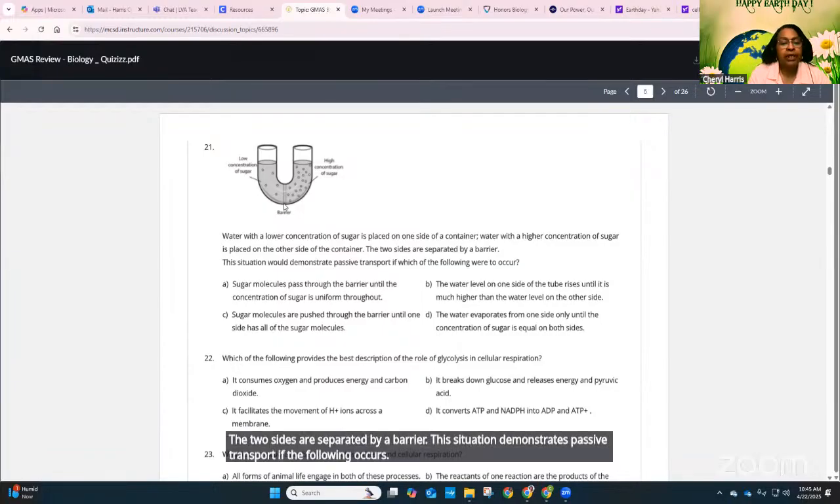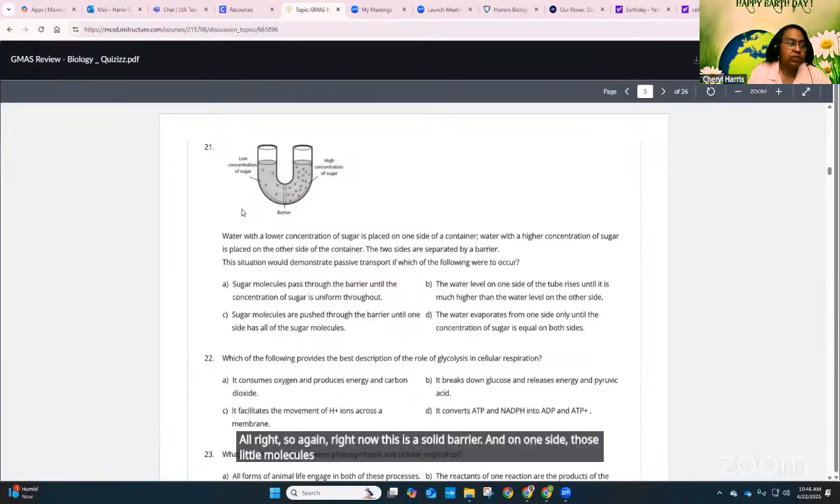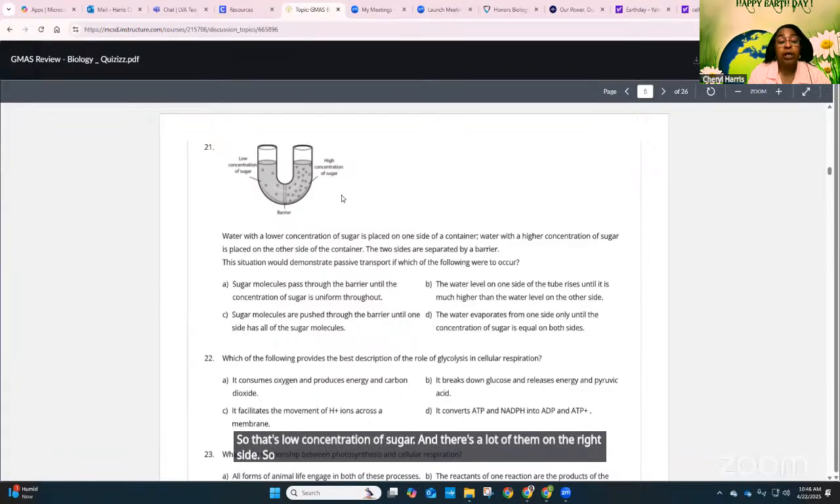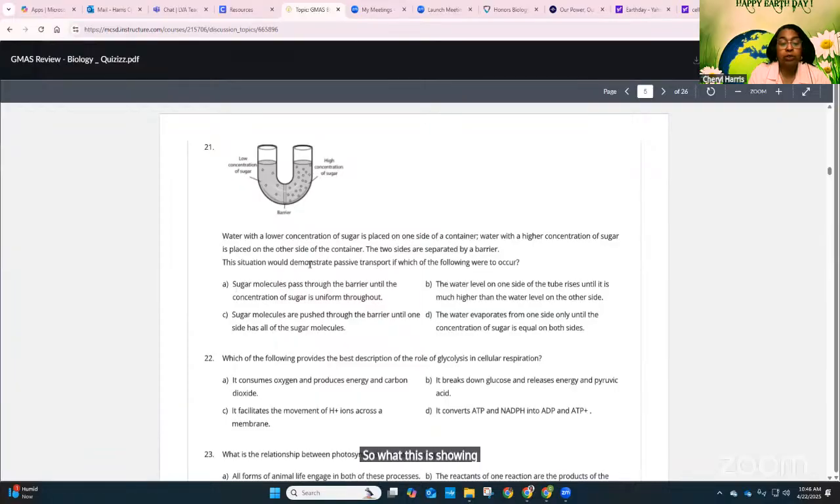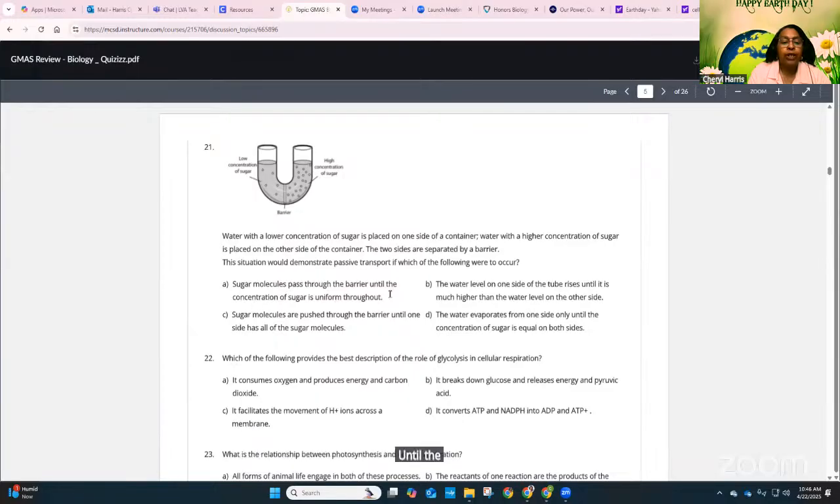All right, so again, right now this is a solid barrier, and on one side those little dots represent sugar molecules. There are only a few of them on the left side, so that's a low concentration of sugar, and there are a lot of them on the right side, so that's a high concentration of sugar. So what this is showing is that sugar molecules will pass through the barrier, assuming it's like a cell membrane, until the concentration of sugar is uniform.